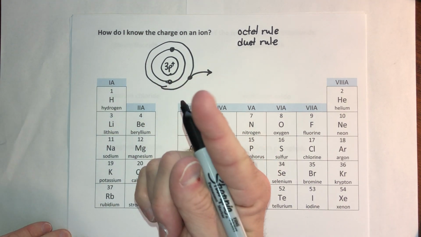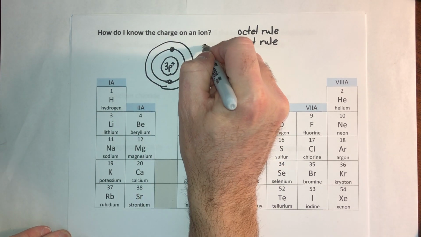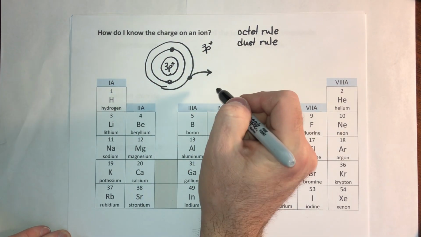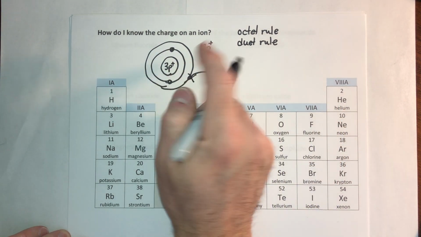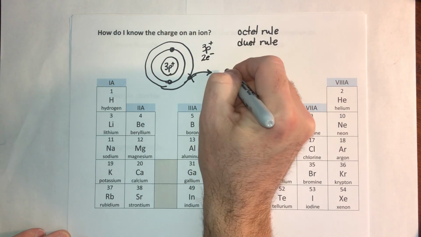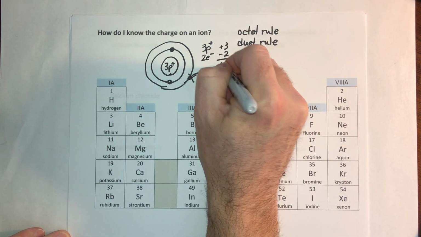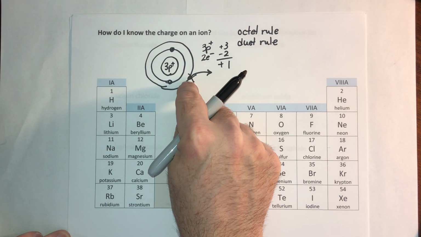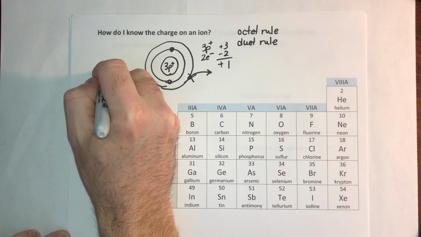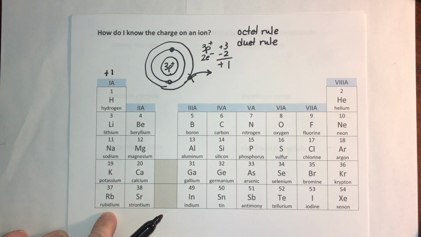Now, if you lose 1 electron, let's do the math for this one, right? I started with 3 protons. They're positive. I gave away this electron, so it's gone. That means I've only got 2 left, 2 electrons. So that's like saying positive 3 and negative 2, positive 1, right? If you give away 1 negatively charged electron, then you end up with a positive 1 charge. Everything in this column will have a plus 1 charge.